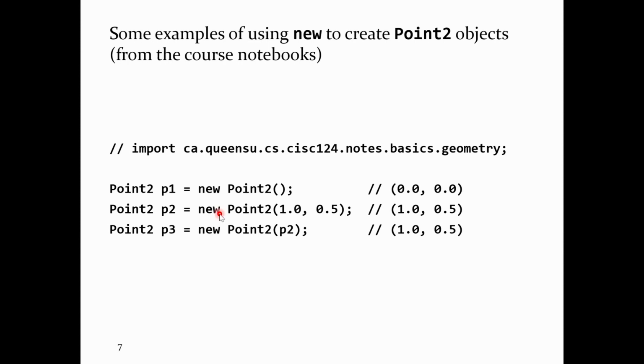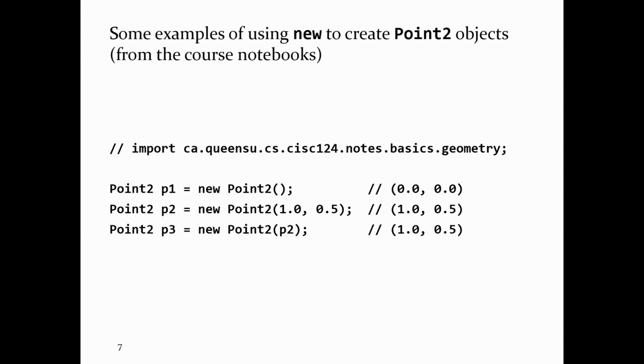The second line here makes a second point2 object, this time calling a different constructor. It's still a constructor call, still the name of the class. This time you pass in two values, 1 and 0.5, and that makes a point whose coordinates are 1 and 0.5.